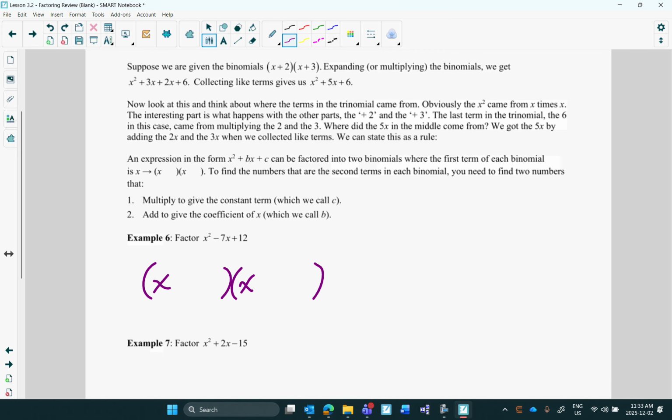How do we find the numbers? Do you remember? Yes. They have to have a sum of the middle number, -7, and a product of the end number, +12. So what 2 numbers add to -7 but multiply to +12? Well, they both have to be negatives. -4, -3.